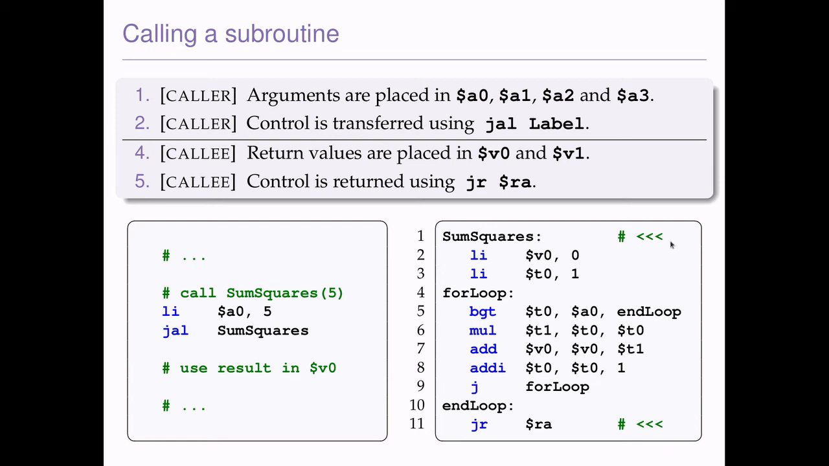Then we give control over to sum squares, so we enter up here the label sum squares, and we execute this code. You'll note that it's storing the sum here with this add instruction in v0. Now that's because we used return values in v0, that's our convention. And then at the end here, we jump register, so we jump to the return address down to the bottom here, and that'll take us to whatever the instruction is after jump and link.